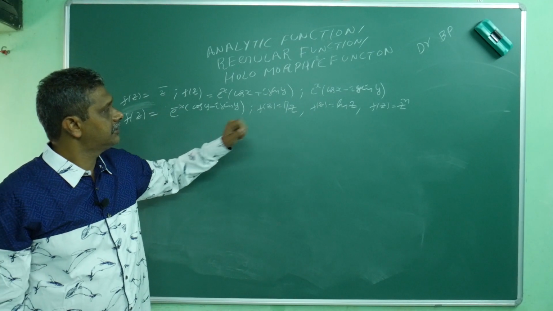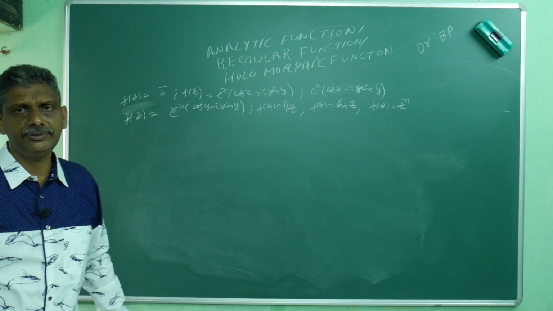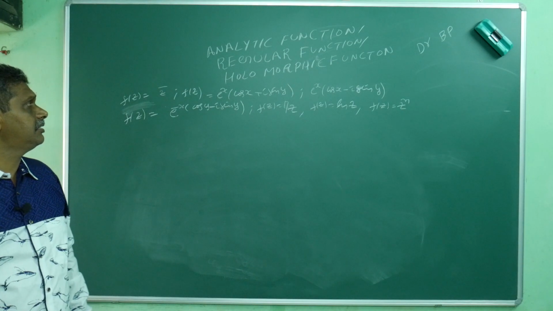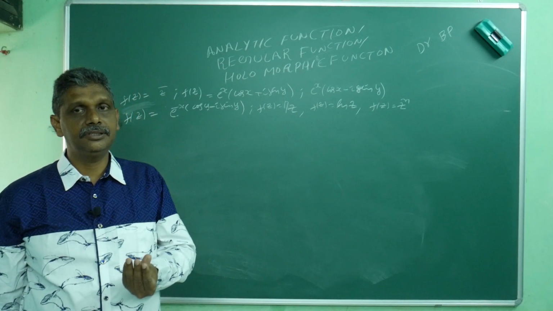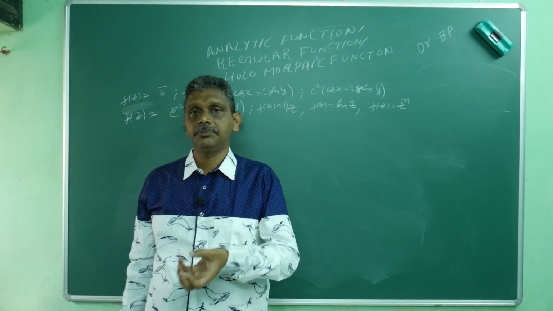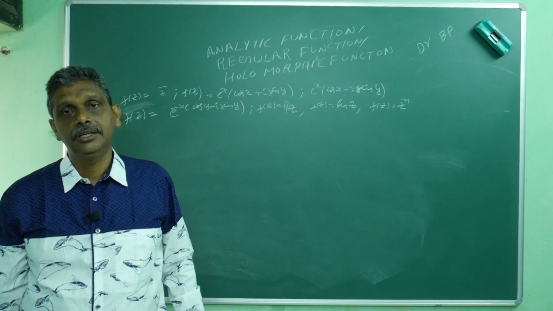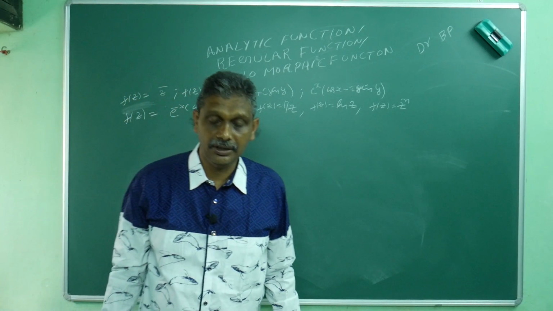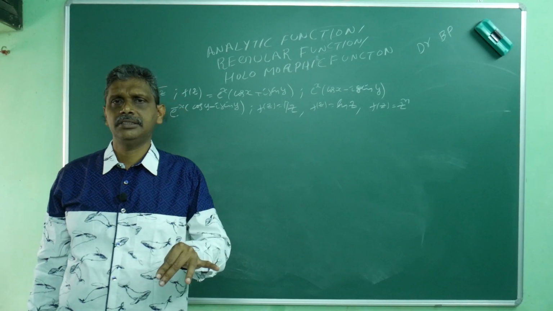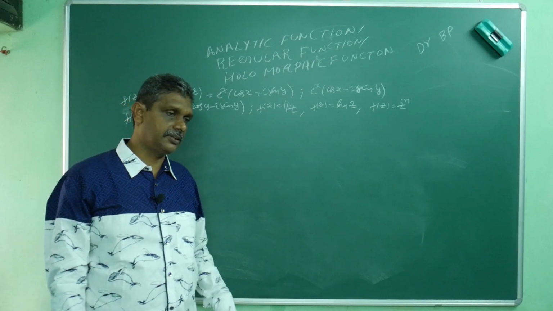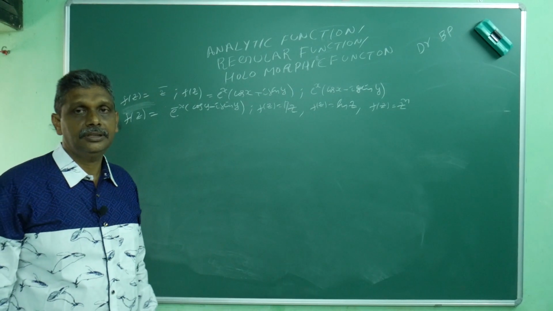f of z is equal to 1 by z. Very good problem. f of z is equal to log z. f of z is equal to z to the power of n. So test the analyticity. They will give a few problems one by one. What is my aim? If they give f of z, your aim is always to separate it into u plus i v, where u is a function of x y and v is also a function of x y. If it is in Cartesian coordinates, test whether the CR equations are satisfied or not. In polar coordinates, you can check the CR equations in polar form.